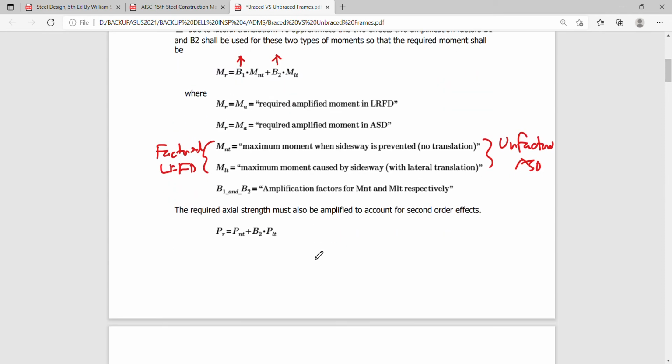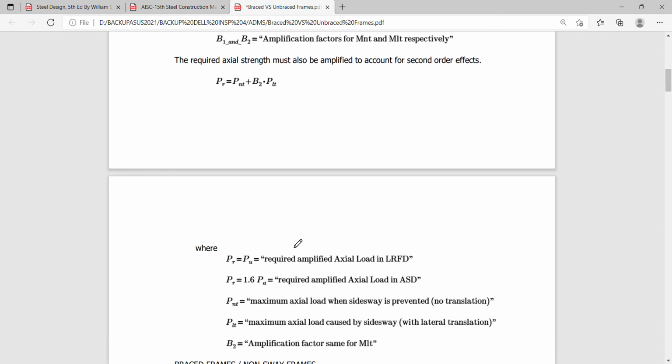So the required axial strength PR must also be magnified to take into account second order effects. So since moment is simply the load times the value of your deflection, then whatever happens to the moment will also be happening on the axial load. So if the moments are amplified, then axial strength must also be amplified.